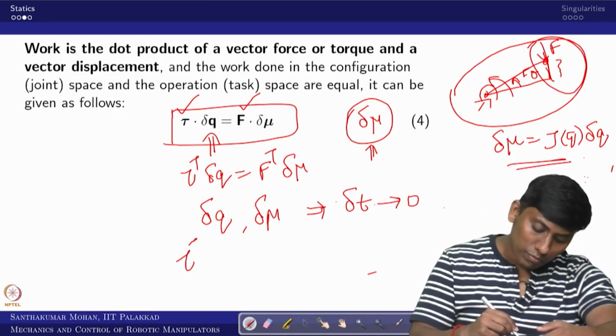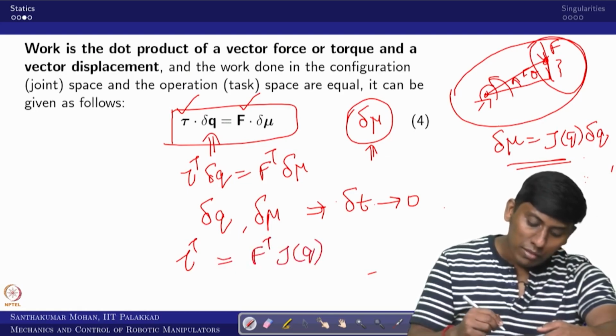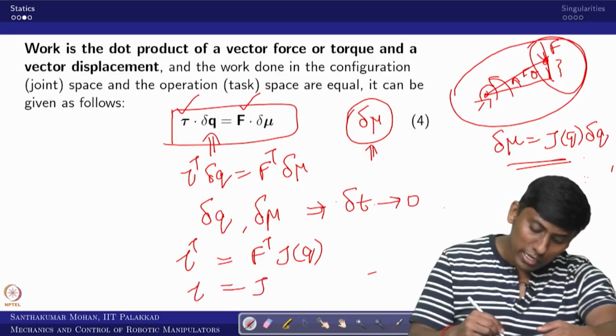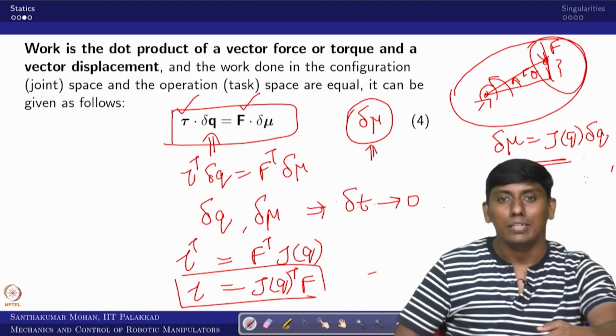So tau transpose is f transpose into j of q, where you take transpose throughout. So what will you get? Tau is j transpose of q into f, right? So this is what we are actually going to call a relation.